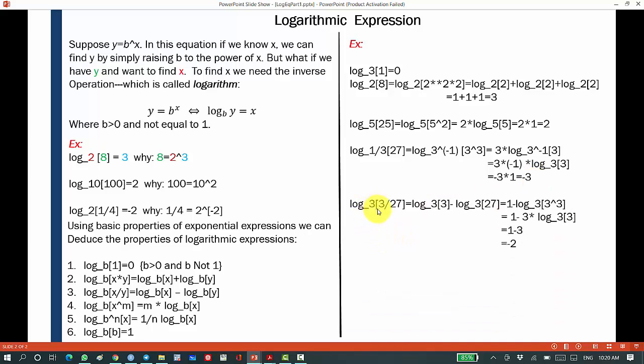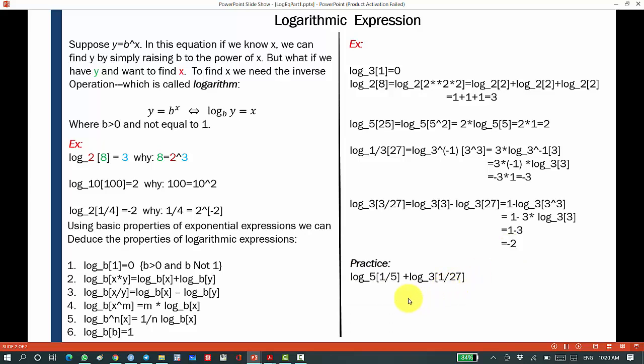Log base 3 of 3 over 27, using the property here, property number 3, we can write that as log base 3 of 3 minus log base 3 of 27. The first logarithm is obviously 1 because that is log base 3 of 3. The second one, we can write 27 as 3 to the power 3, then moving this power at the front, we get 1 minus 3 times the log base 3 of 3, which is again 1 times 3 is 3. 1 minus 3 is minus 2.